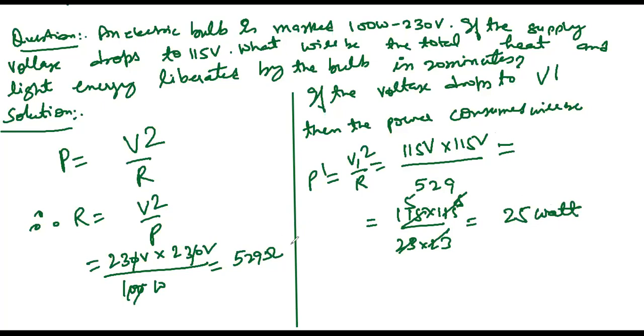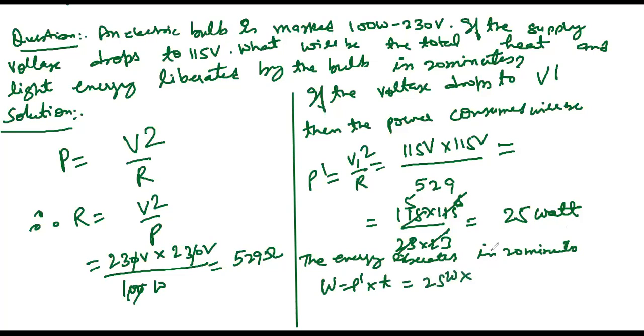Energy liberated in 20 minutes we have to calculate. W is equal to P dash into T. P dash will be 25 watt into 20 into 60. So this is equal to 3 into 10 to the power 4 joule.